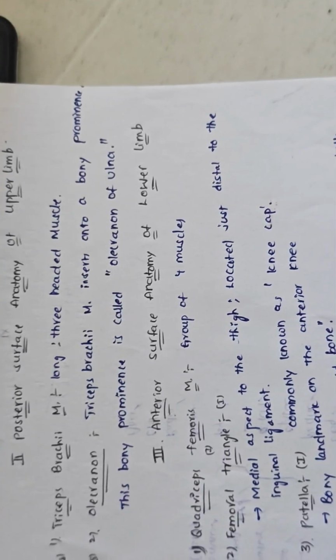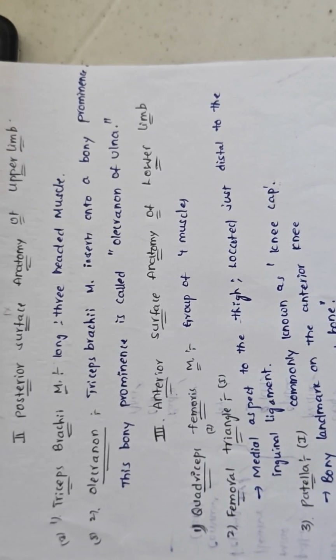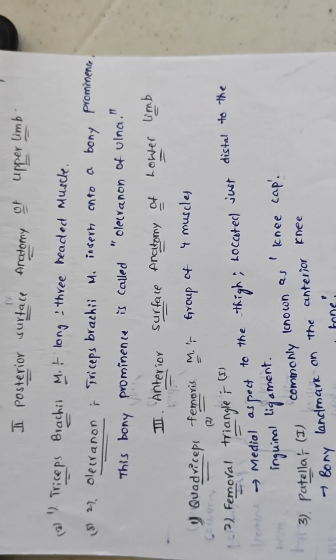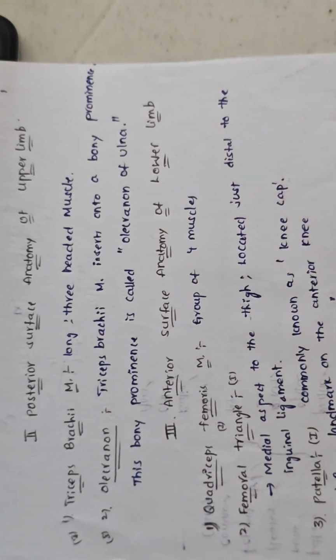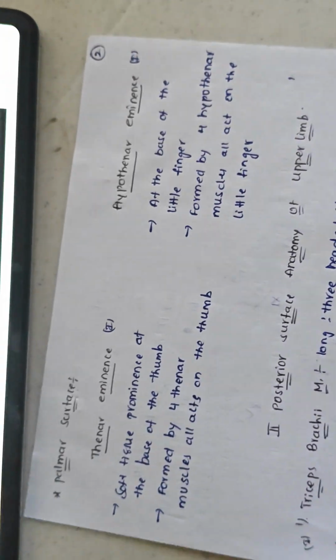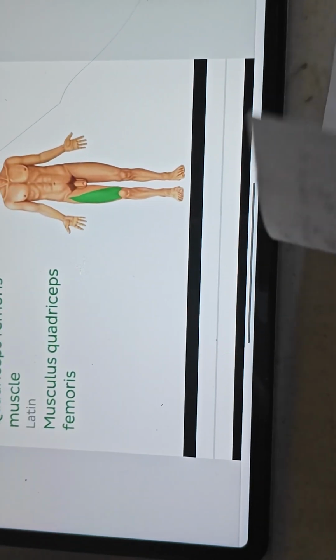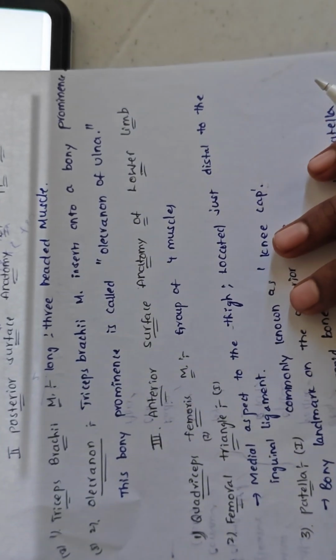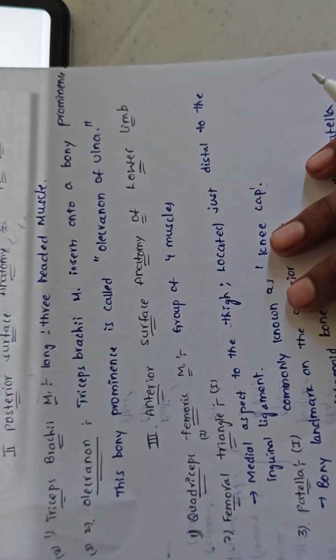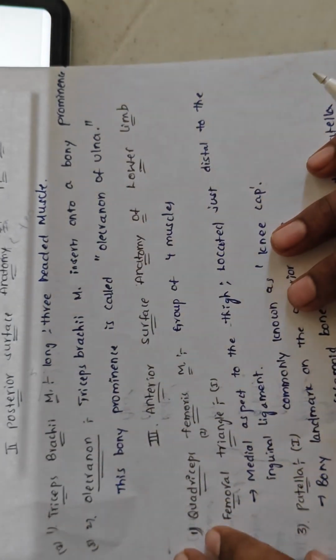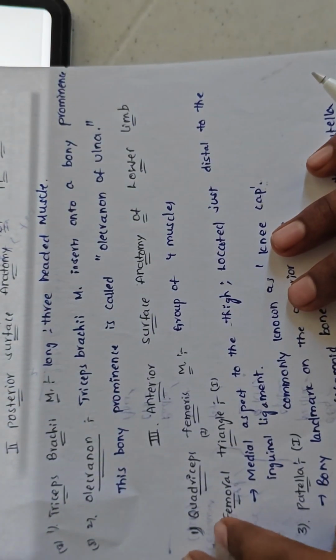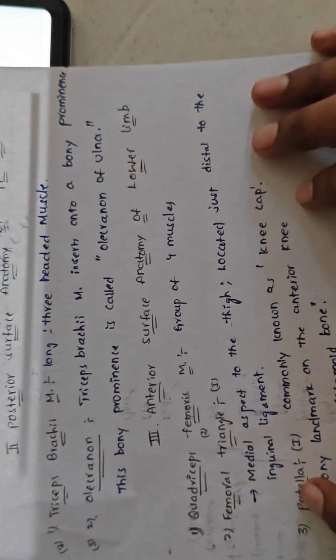Now, we will talk about the anterior surface of the lower limb. Firstly, we have the quadriceps femoris muscle, which is a group of 4 muscles. This one is the quadriceps femoris muscle. Next important surface landmark is femoral triangle. This is located on the medial aspect of the thigh, and this is located just distal to the inguinal ligament.